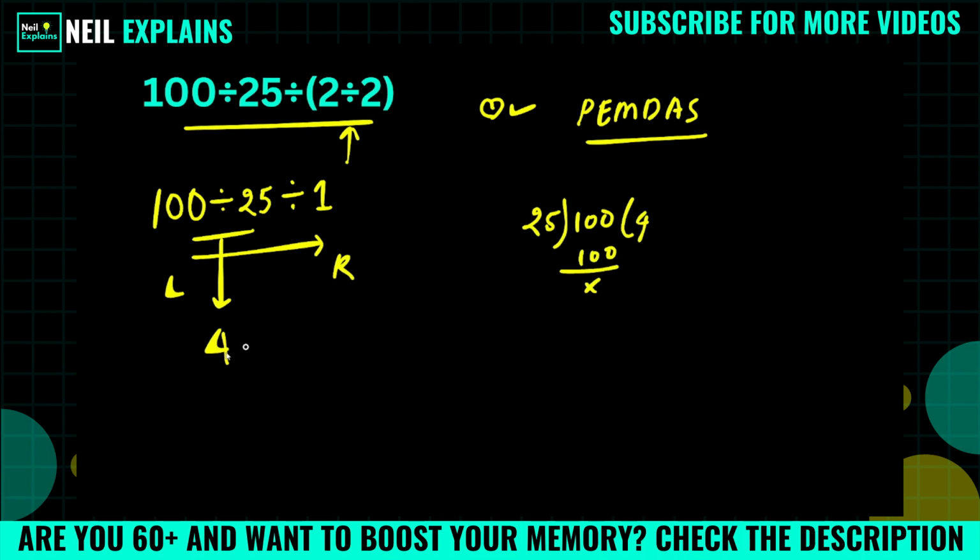Okay, now when we divide 4 by 1, what will we get? 4. So here the right answer will be 4.